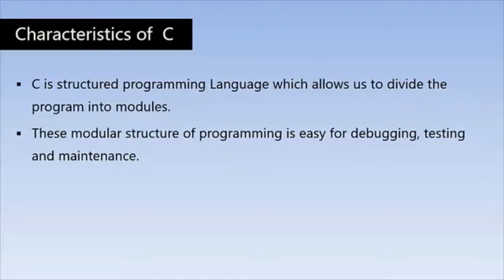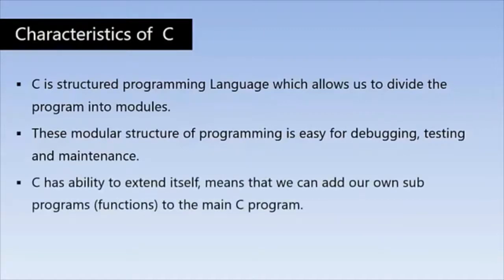Think about a big problem. If you try to solve a big problem as a whole, you'll find difficulties, right? So when you divide a big problem into smaller parts, it is easy for debugging. Debugging means checking for errors, and then testing and maintenance. C has the ability to extend itself, which means that we can add our own sub functions or sub programs or functions to the main C program.